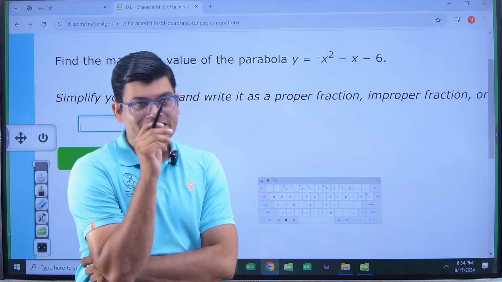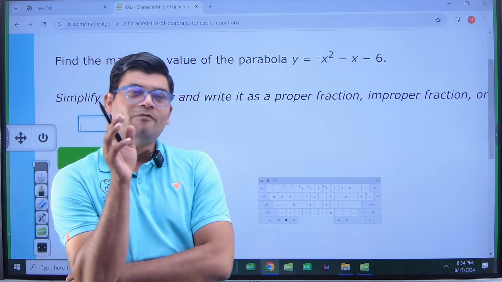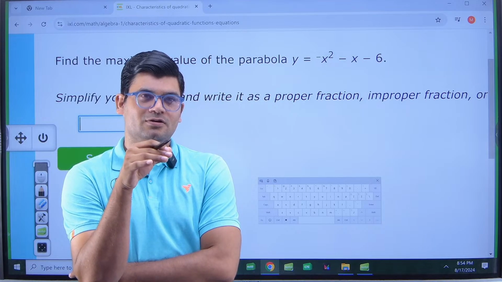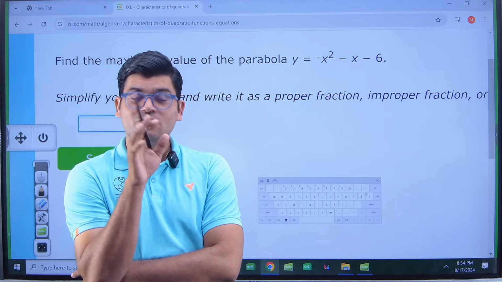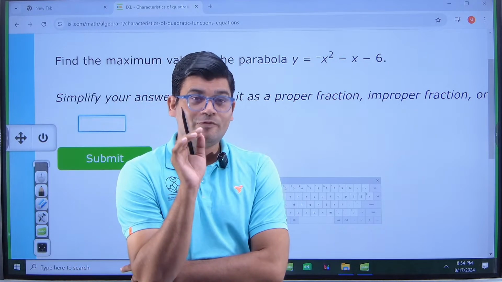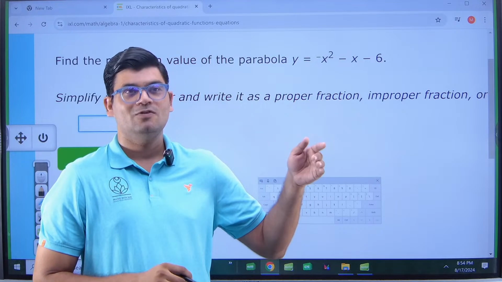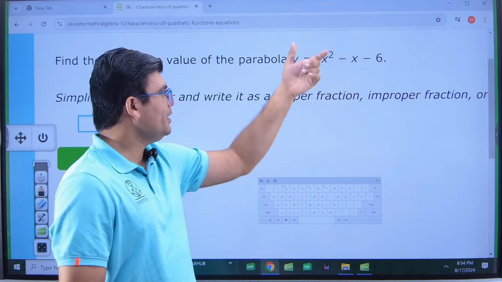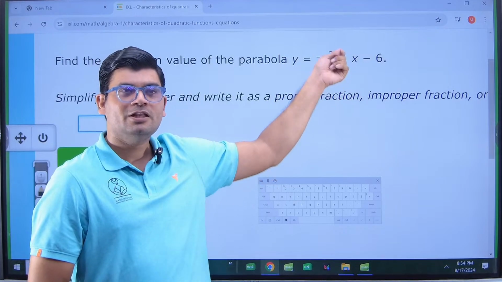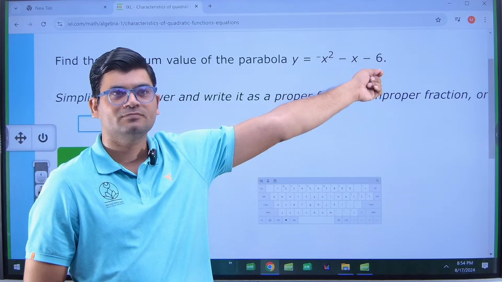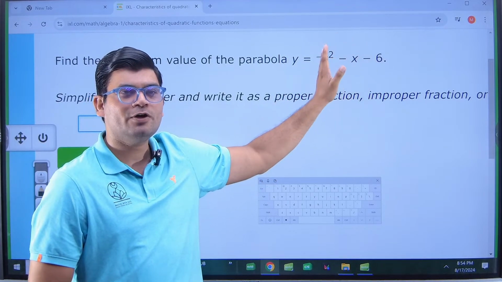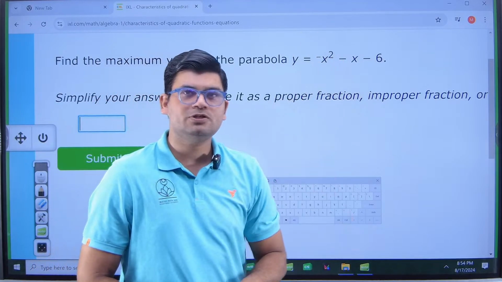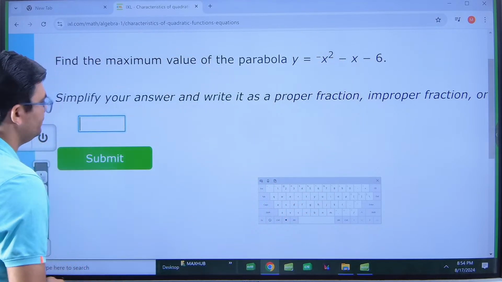Okay, see, the maximum value is not the y-intercept. They both are different things. Maximum value is the value at the vertex. Vertex means first you need to find x, then you need to find y. But if somebody asks you what is the y-intercept of this, then you will say minus 6, because y-intercept means the graph is going to touch the y-axis at x is equal to 0. So when x is equal to 0, it is going to be minus 6. Okay.